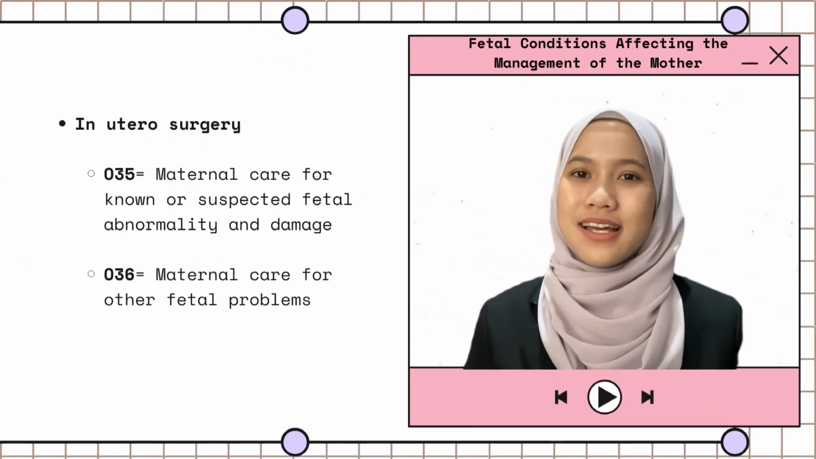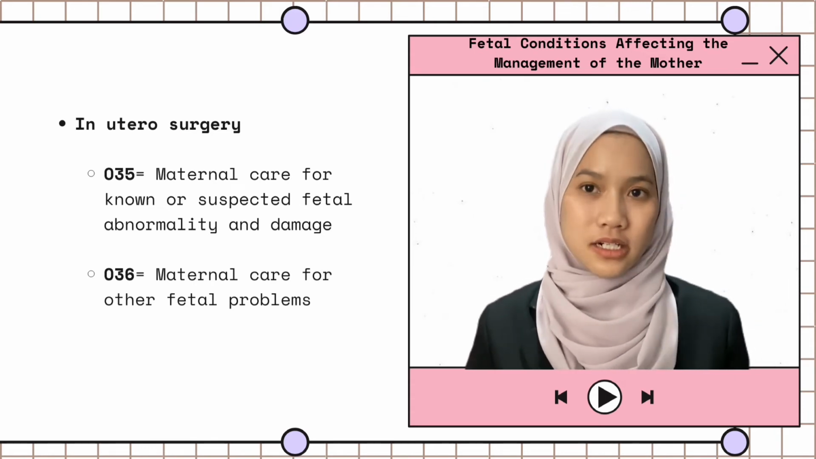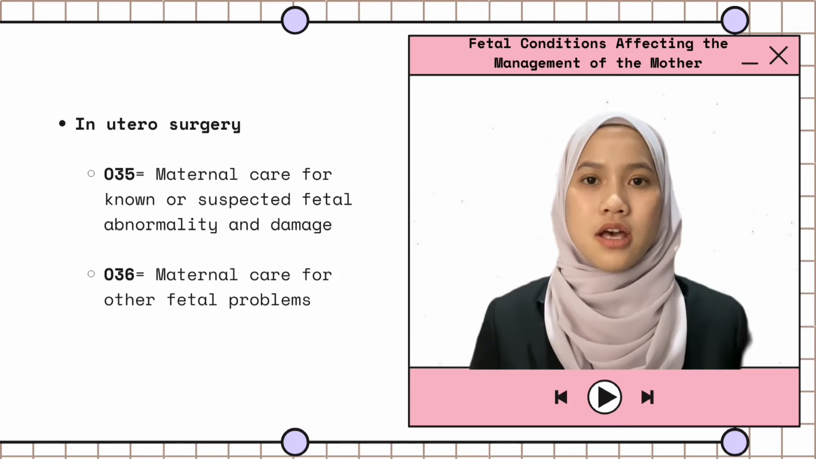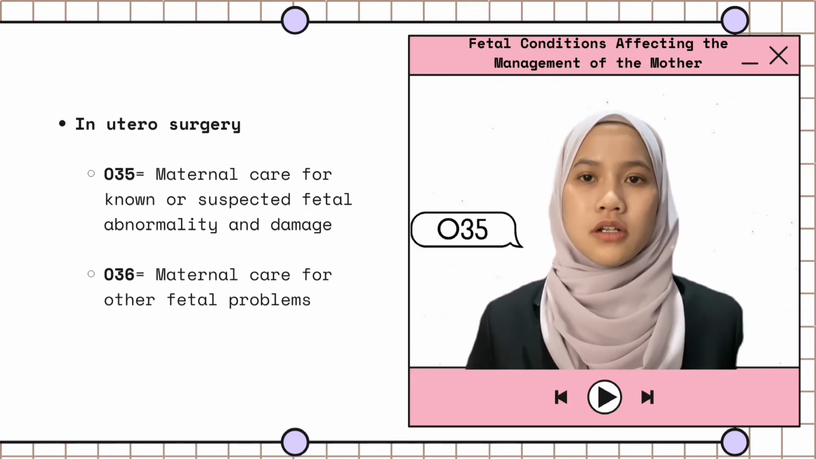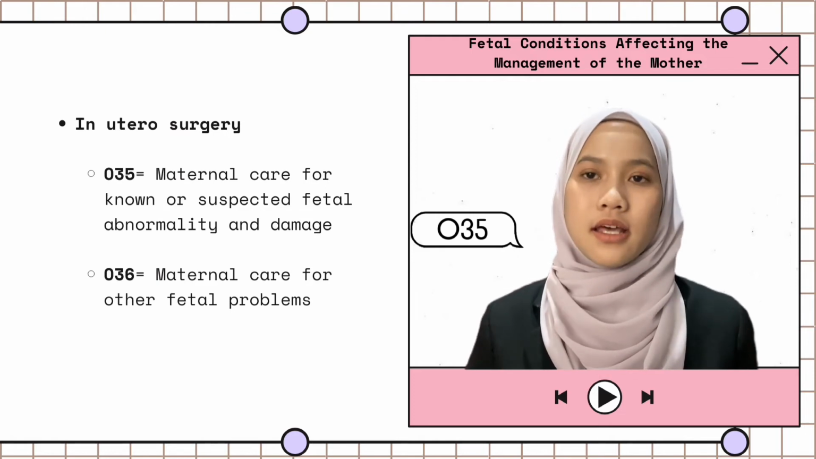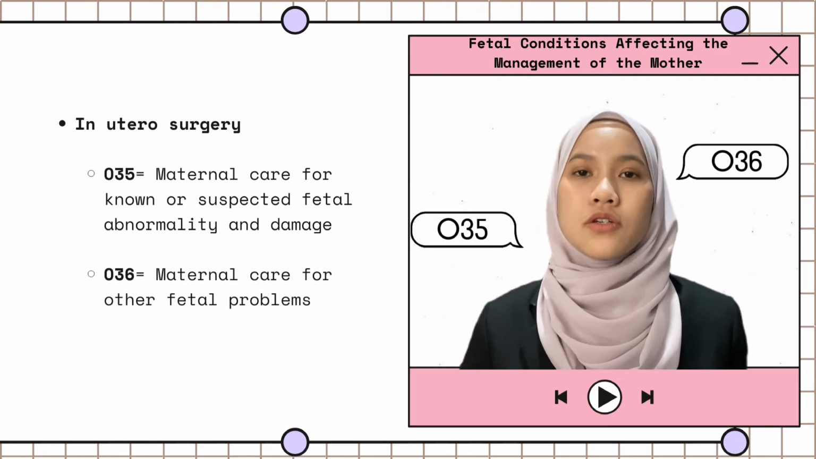So let's move to another guideline in this chapter, which is fetal conditions affecting the management of the mother, also involving in utero surgery. In this subtopic, a code from O35, which is maternal care for known or suspected fetal abnormality and damage, and a code from O36, maternal care for other fetal problems, should be assigned.